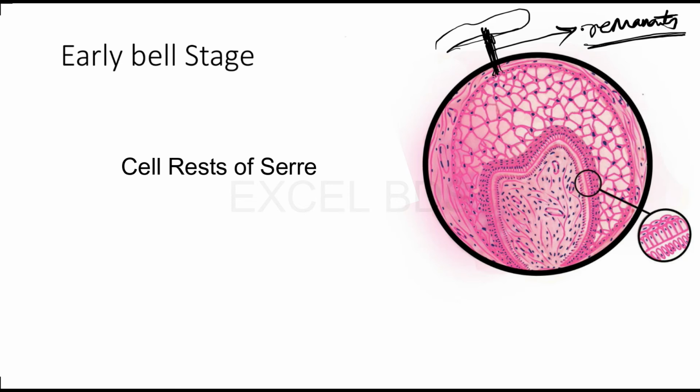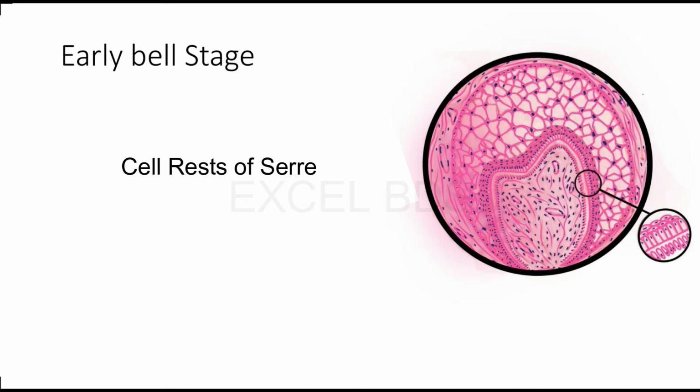So these cell rests of Serres, in future, they are present in everyone, but in some people, after they are born, after they become adult, or even in childhood, they go on to proliferate and form some pathologies, some cyst, some tumor or anything. That all you learn in third year. But it is important that you write this, this will give you brownie points. If you write about the cell rests of the dental lamina, right?